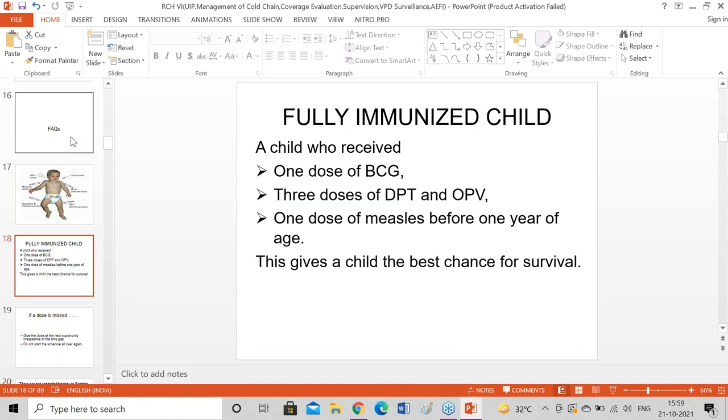Now, who is a fully immunized child? A fully immunized child is a child who has received one dose of BCG, three doses of DPT and OPV, and one dose of measles before 1 year of age. So we will call such a child fully immunized. This gives the child the best chance for survival.